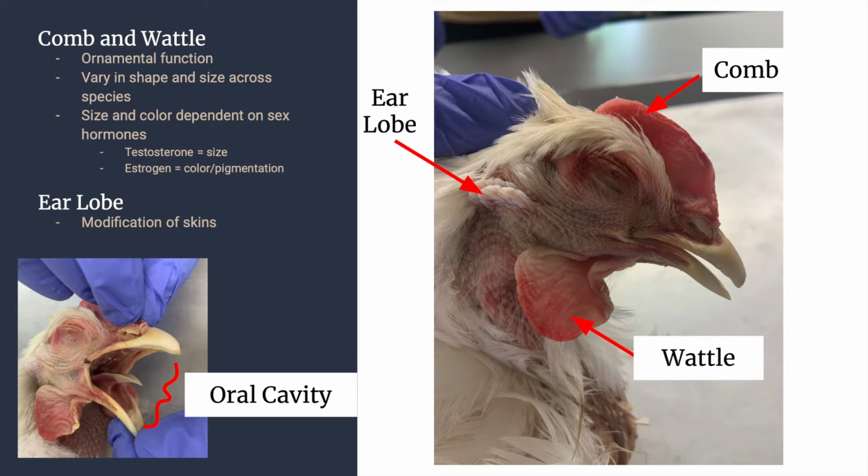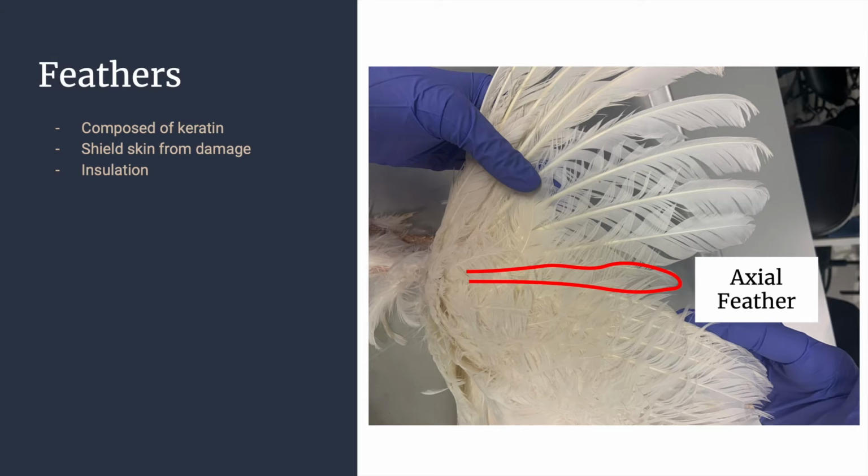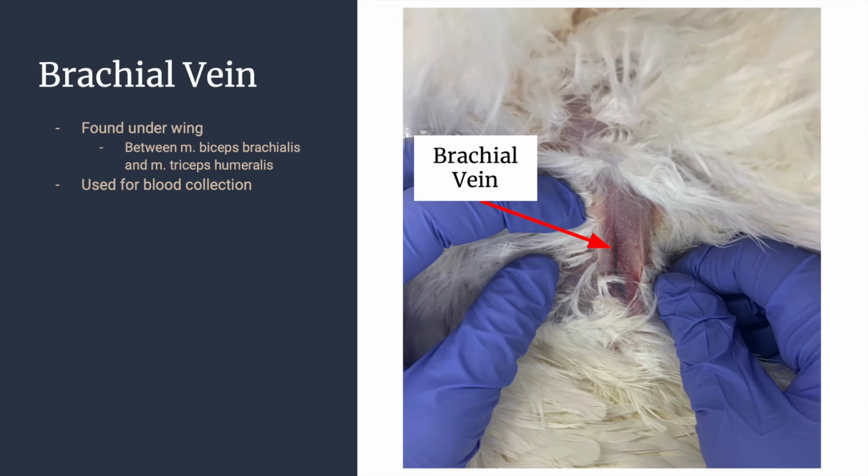You can also see the earlobe, which is just the modification of the skin, and the oral cavity can be seen in the bottom left. Here you can see the feathers on our chicken. They are composed of keratin, and they shield the skin from damage as well as provide insulation. You can see the axial feather noted in the picture, which just separates all the feathers.